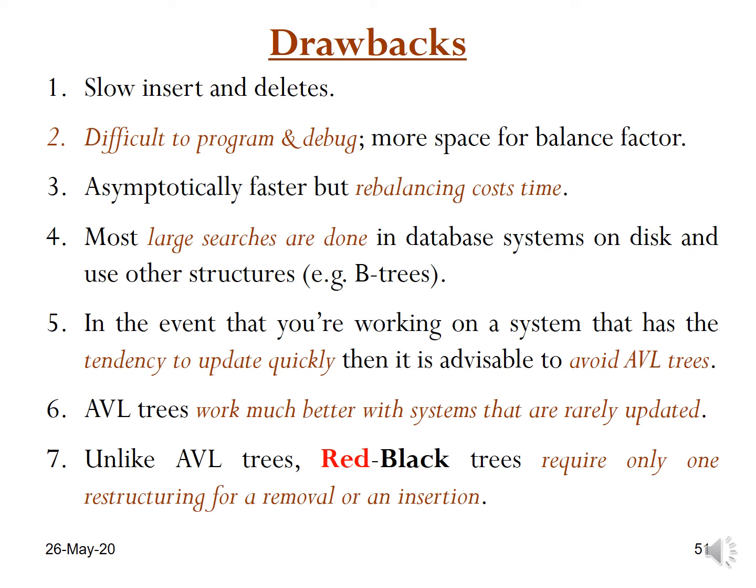B trees are preferred whenever we deal with a large database. Fifth one is in the event that we are working on a system that has a tendency to update quickly, then it is advisable to avoid AVL trees. And sixth one is AVL trees work much better with systems that are rarely updated. It means AVL works well when the system is not frequently updated. In those situations, it can be used. Otherwise, it is not preferred.